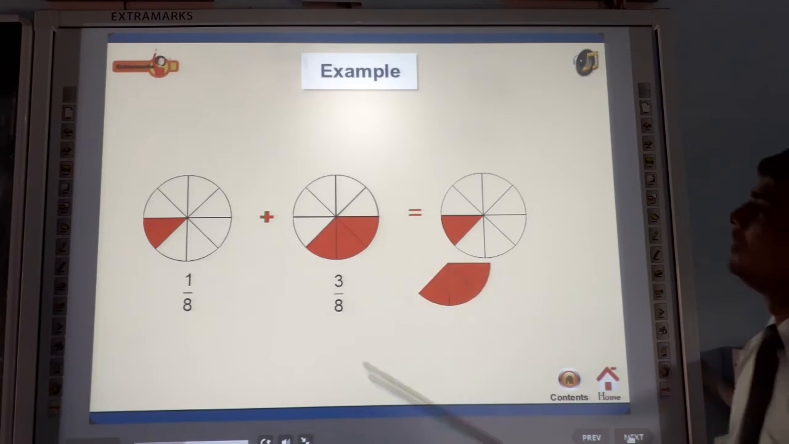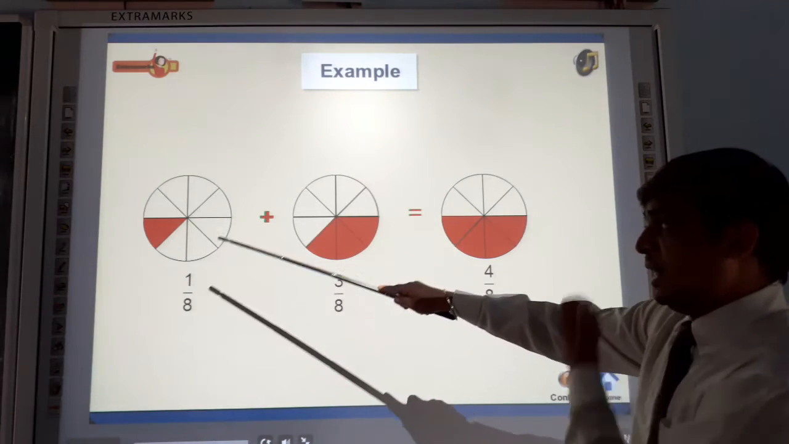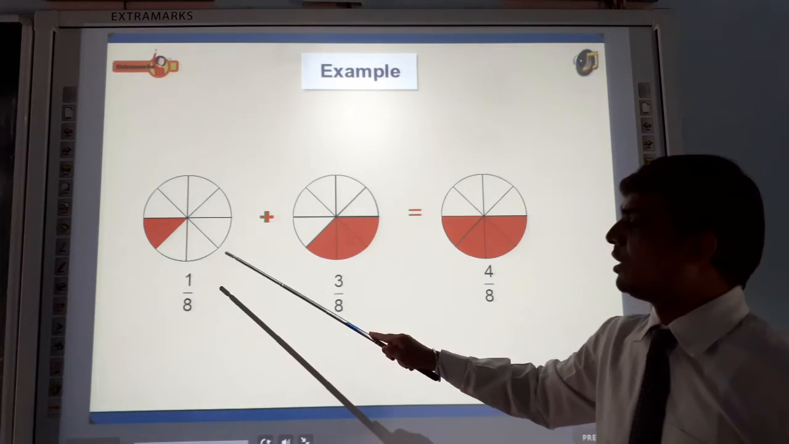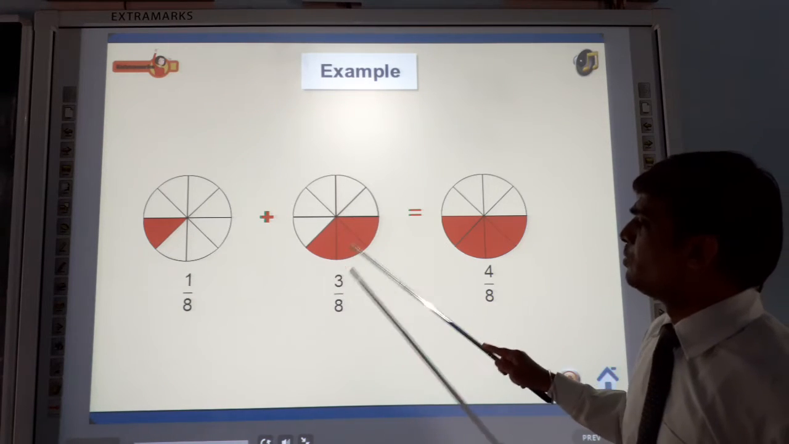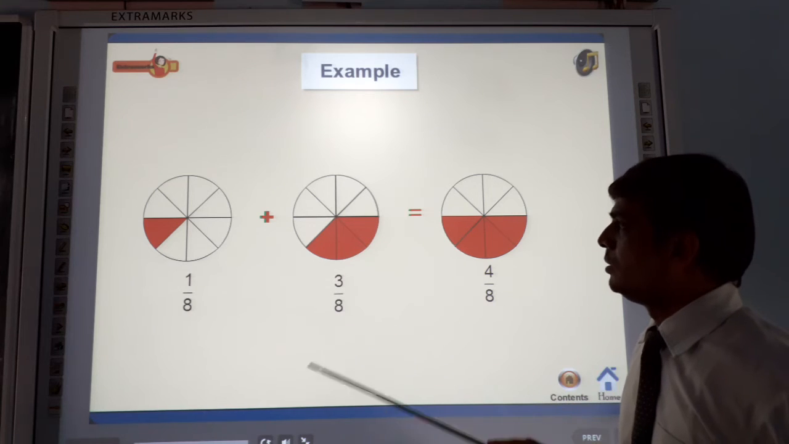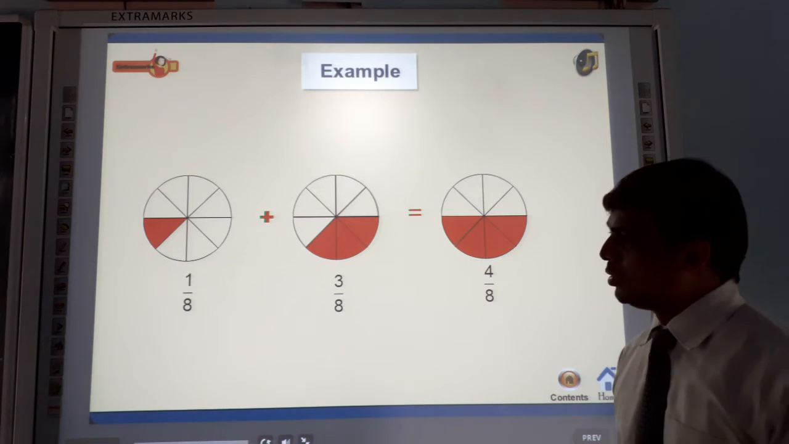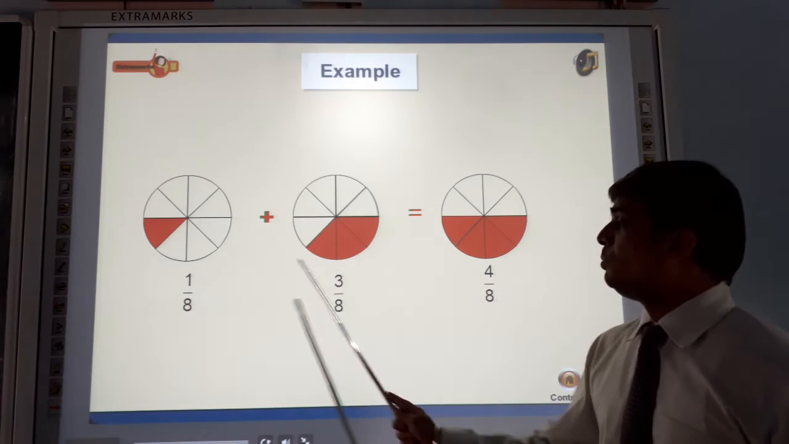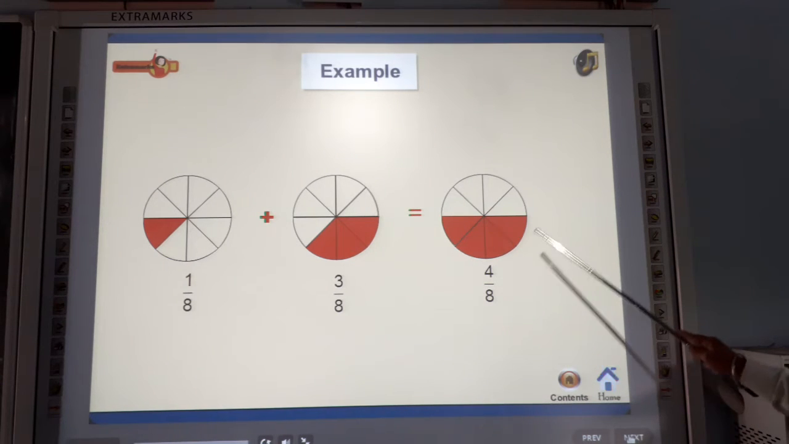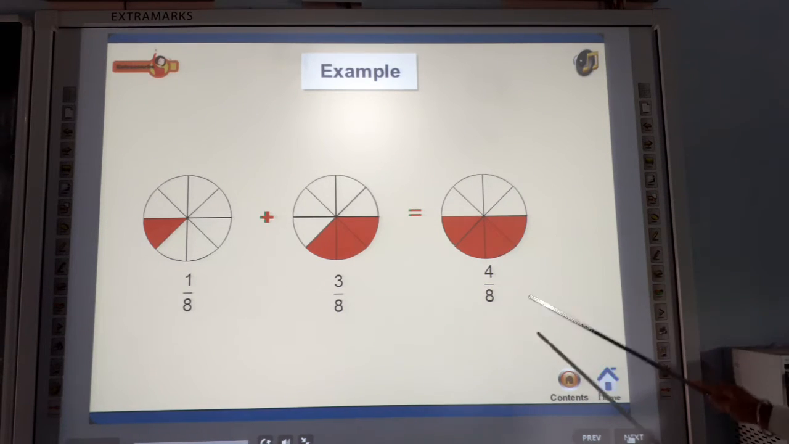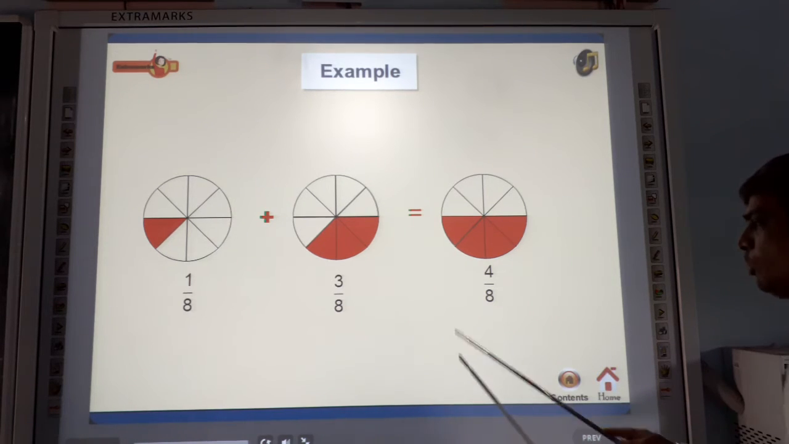For example, show the diagram. 8 equal parts and shaded part is 1, so fraction is 1 upon 8. Plus 8 equal parts and shaded part is 3, fraction is 3 by 8. So add the fractions 1 upon 8 and 3 by 8. So fraction is 3 plus 1, 4 upon 8. Look at this, 4 parts are shaded and number of parts is 8. So the sum is 4 upon 8.